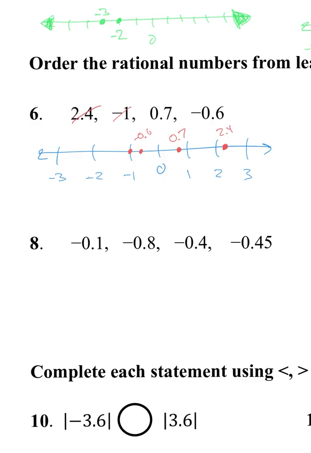So if I'm ordering this from least to greatest, the number that is farthest from 0 is negative 1. After that, it's negative 0.6. Okay.